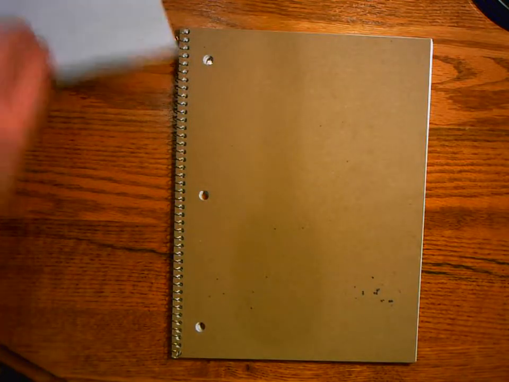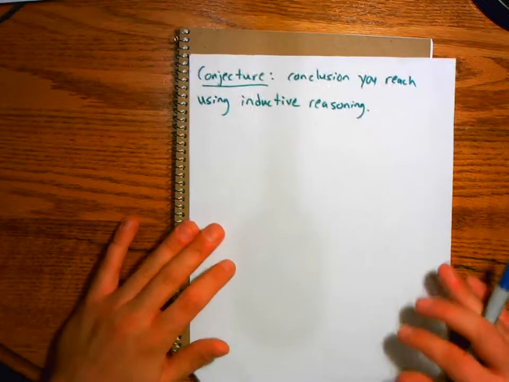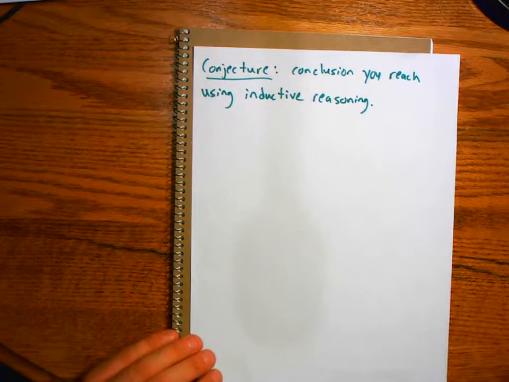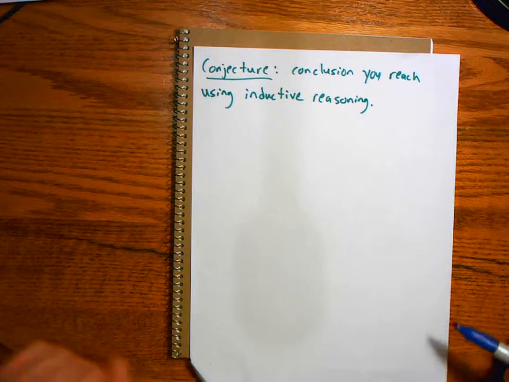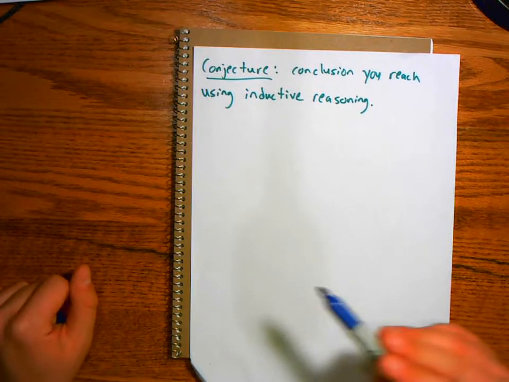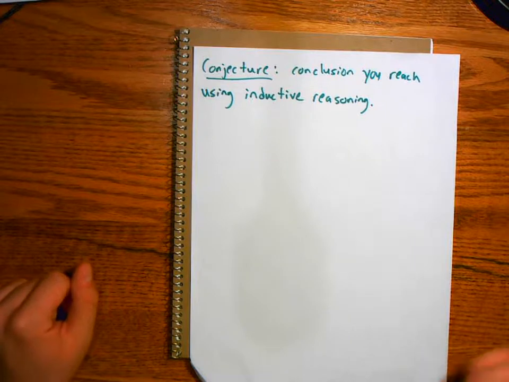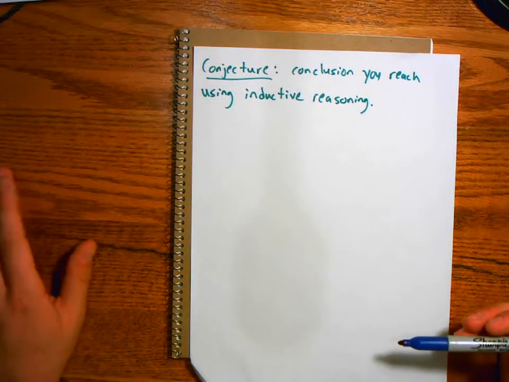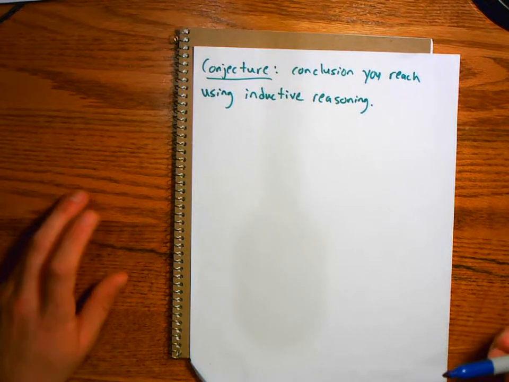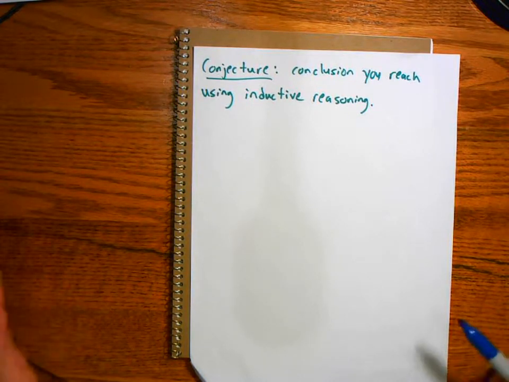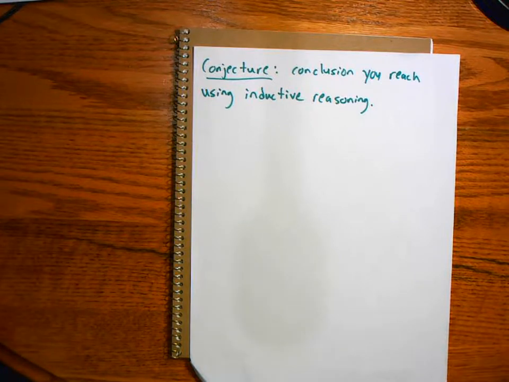Okay, the next thing I want to talk about is a conjecture. And a conjecture is a conclusion that you reach when using inductive reasoning. Looking back at the last example, the conjecture that we found in the numbers is that you multiply each of the last numbers by 3 in order to get the next one. In the shapes, you add one side length from the previous one in order to get to the next shape. That is a conjecture, and that is something that you can conclude when you use your inductive reasoning.